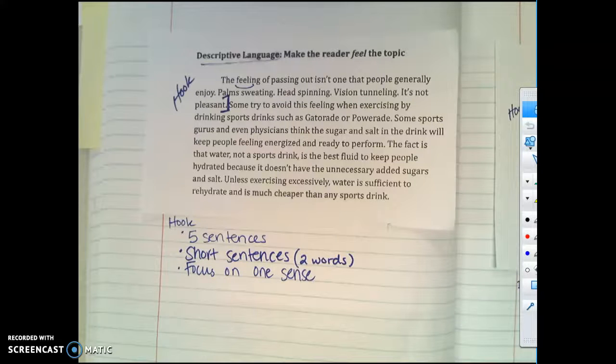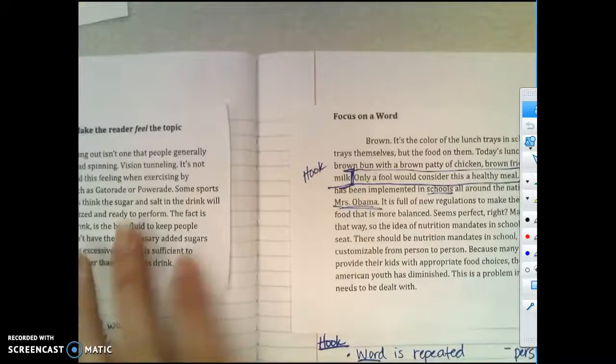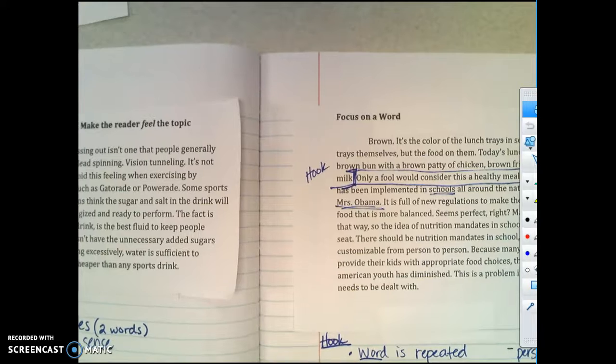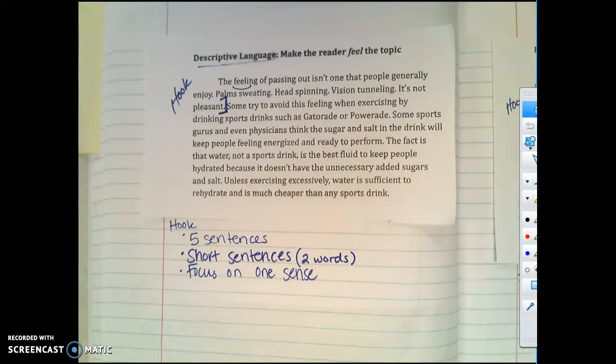You should be watching this video if we have not discussed these two types of hooks yet in class, either as a small group or as a whole class. If you've already met with me or if we've already discussed these two types of hooks in class, then you can skip past this and go ahead and practice writing both types of hooks using any of the topics that we've done in class before.